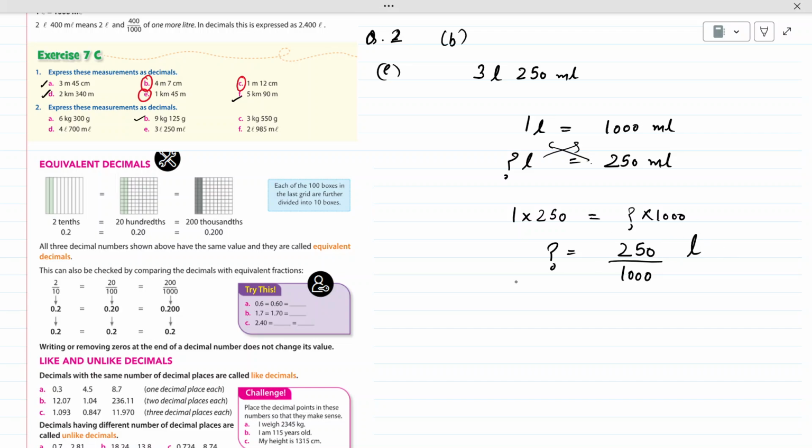Now add this value in the given question. 3 plus 250 divided by 1000 liters is equivalent to 3 plus 0.250 liters. And when we combine the values, this will be 3.250 liters answer.